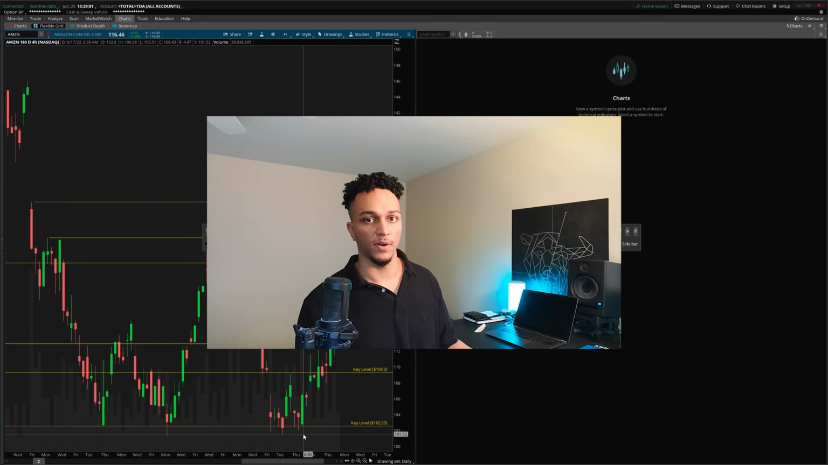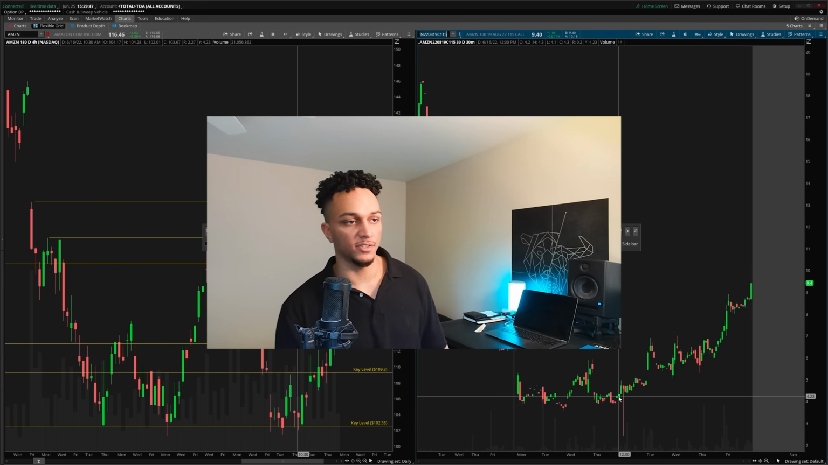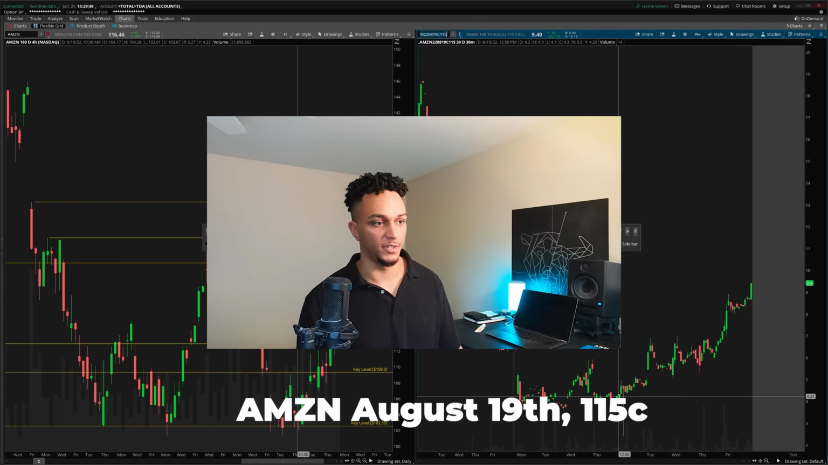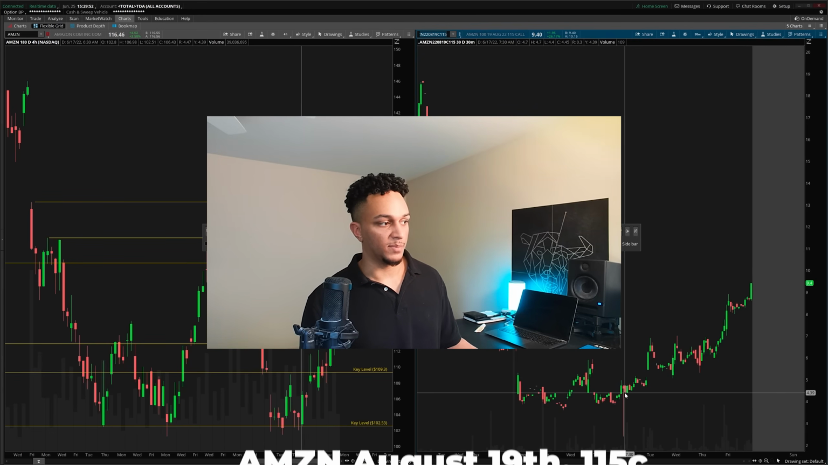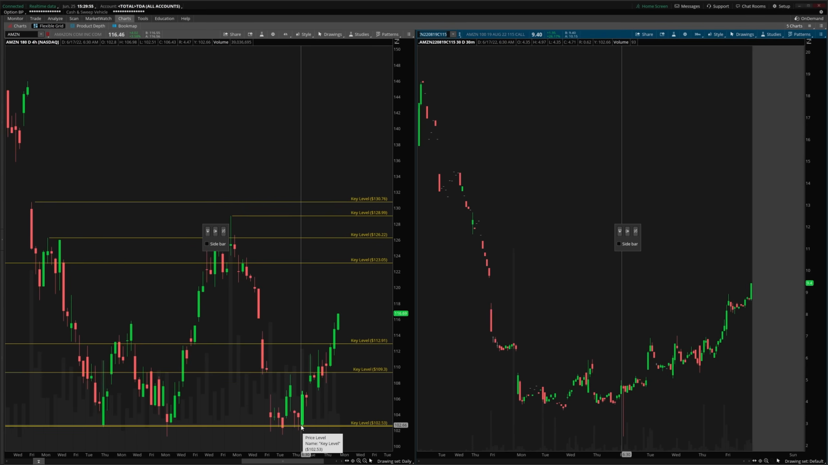I'm gonna set myself up for a high probability trade with 125 calls for August on Amazon. So I brought the strike down a little bit to the 115 strike, just to make it a little bit easier. So you saw price coming down here, and the crosshairs are synced, so it should match up on both sides of the screen. Coming down to 102, you know it's a key level. You have it marked in your chart.